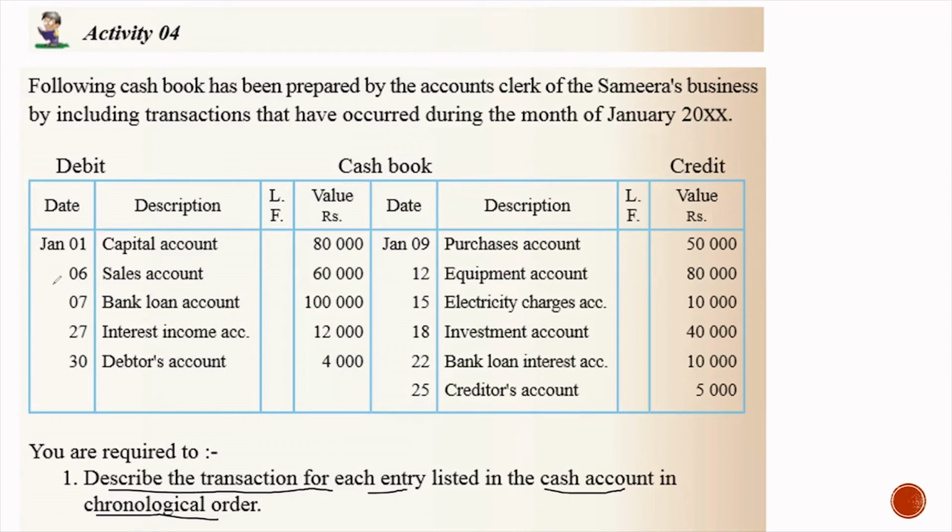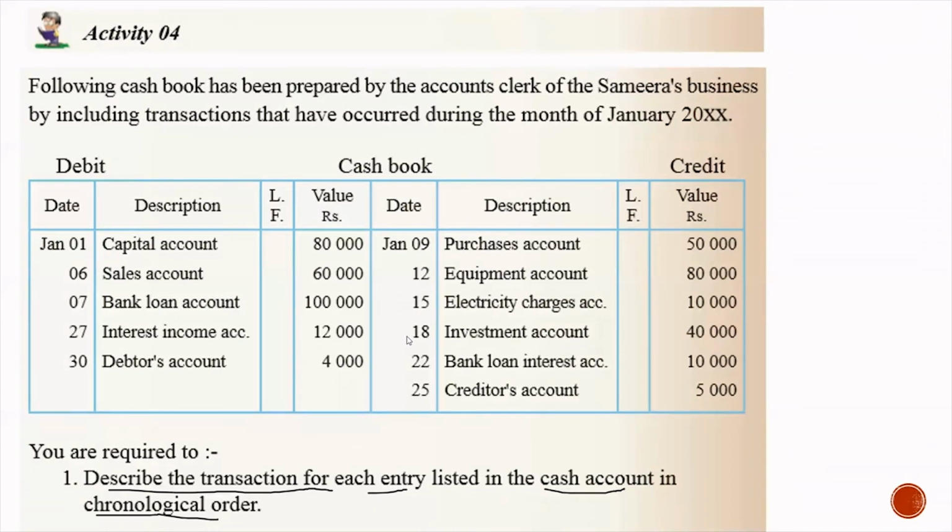So, how are you going to find the chronological order? Based on the date, you can find it easily. So, on January 1st, invested capital worth 80,000. On January 6th, cash sales 60,000. On January 7th, obtained a bank loan 100,000. Am I going to go down? No. January 9th, cash purchases 50,000. January 12th, equipment purchased 80,000. January 15th, paid electricity bill 10,000.